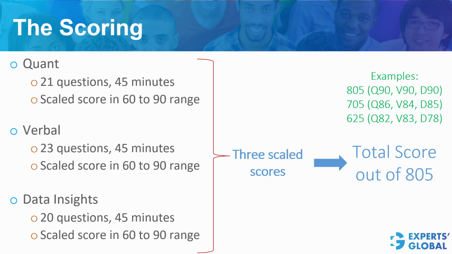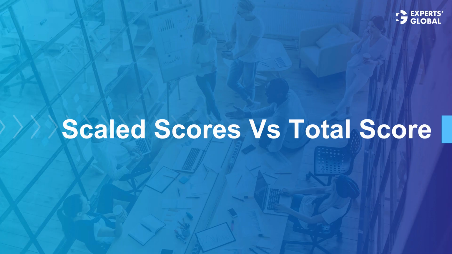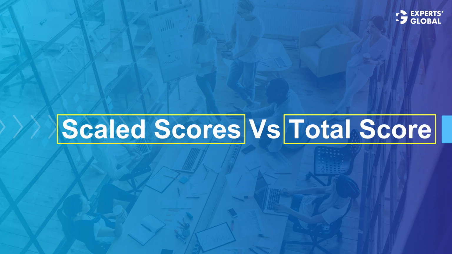These are some examples. The first example here is the perfect score of 805 on the basis of quant 90, verbal 90, data insights 90. So now you very well understand that your total score depends on the 3 sectional scale scores.